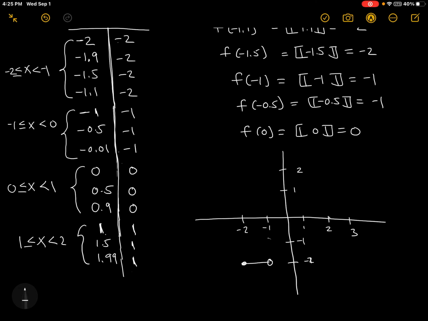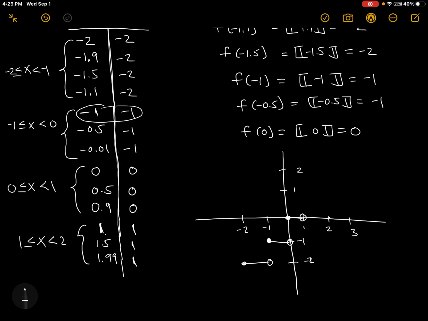And this is going to look exactly the same. It's going to be a closed circle here, because at -1 you have this value of -1. And you have a bunch of decimal values in between, and you just draw a straight line and then an open circle at 0, because at 0 you have the next point, which is this. So again, I didn't draw this perfectly, but you get the idea.